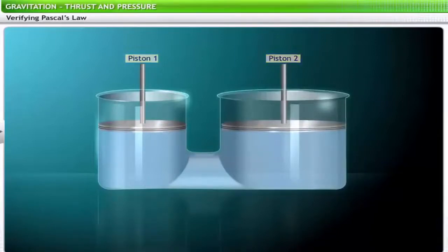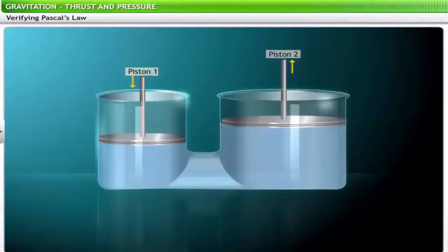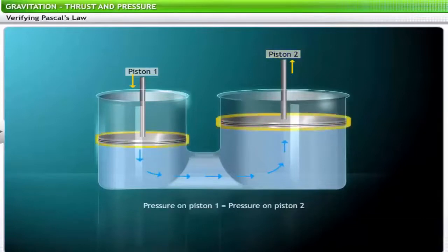Then we push piston 1 inwards. As piston 1 is pushed inwards, piston 2 moves outwards. Thus, the increase in pressure through piston 1 is conveyed undiminished through the liquid to piston 2. As the area of cross-section of piston 2 is greater than that of piston 1, the thrust exerted on piston 2 is greater than that on piston 1.